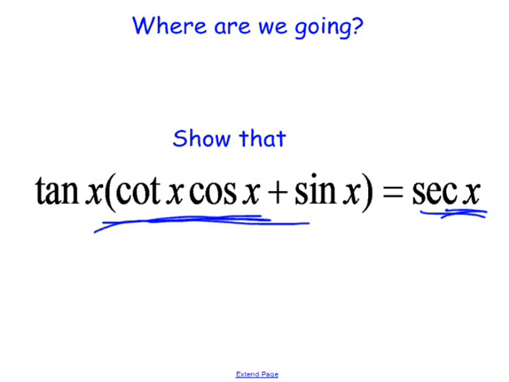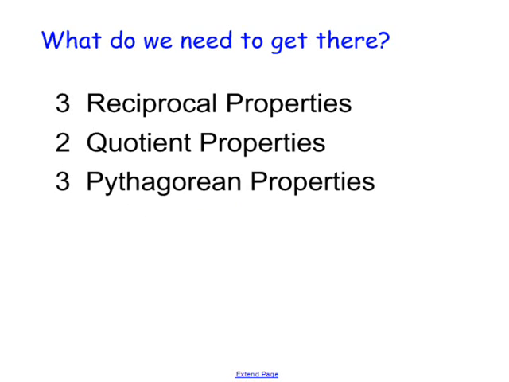So what do we need to do to get there? Well, we need 3 reciprocal properties, 2 quotient properties, and 3 Pythagorean properties. Okay, so the word reciprocal means basically flip or 1 over, right? Quotient means divide, right? And Pythagorean, hopefully you're thinking about the beautiful Pythagorean theorem, a squared plus b squared equals c squared.